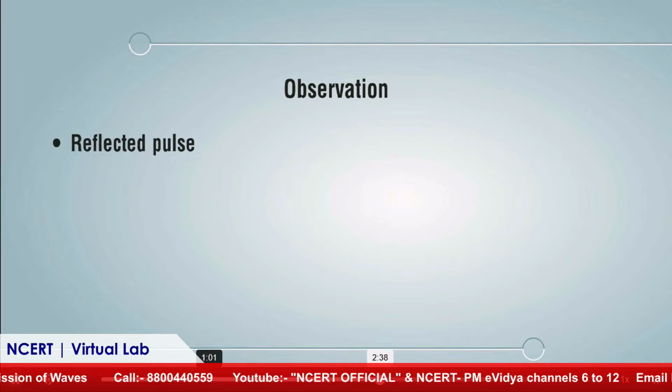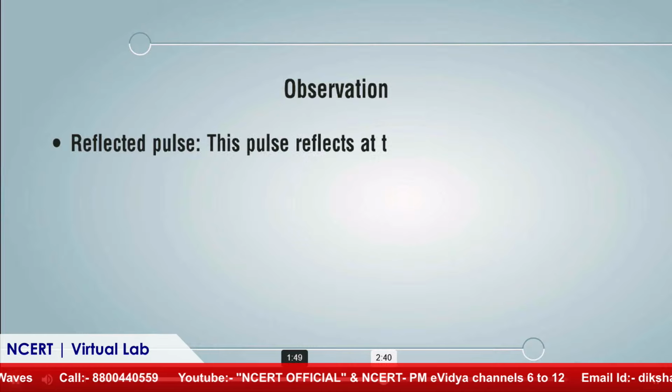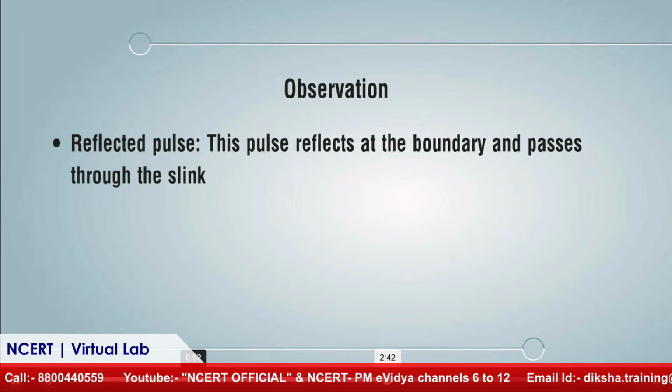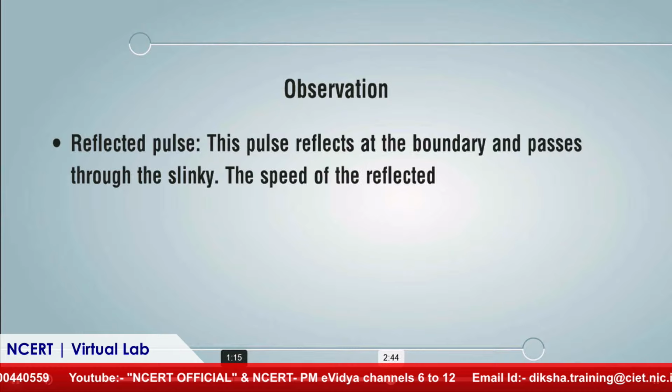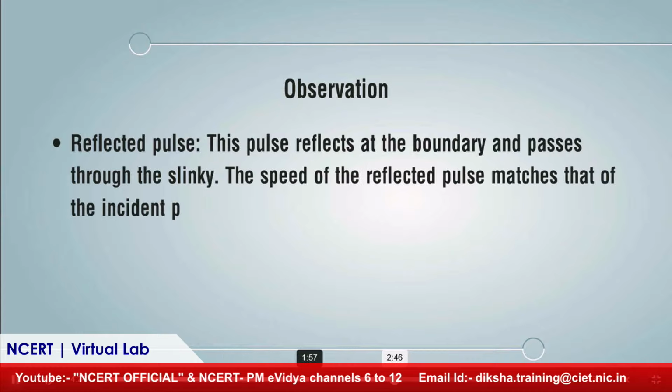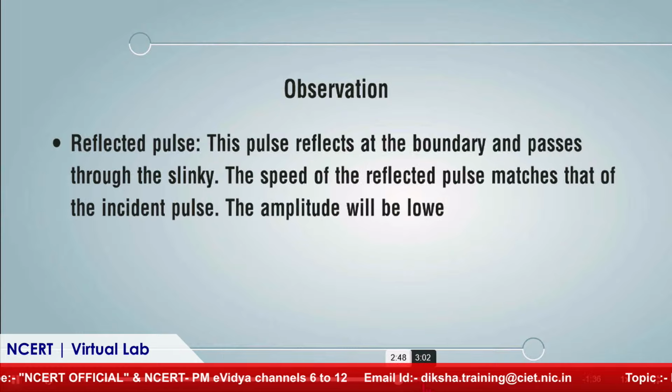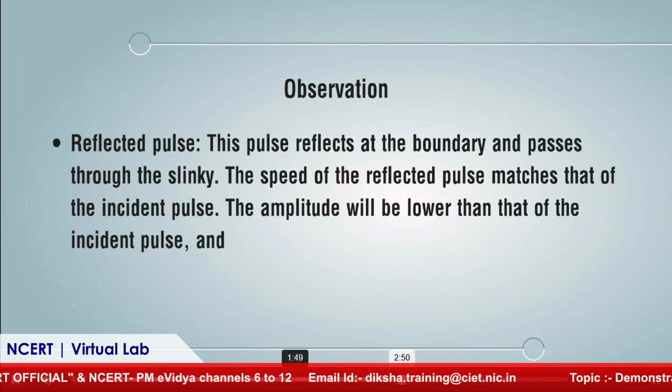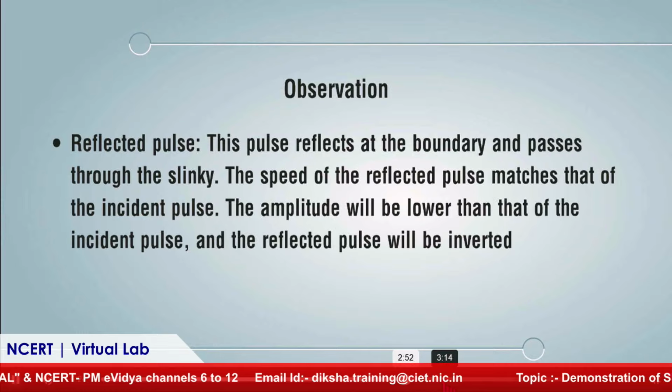Reflected pulse: this pulse reflects at the boundary and passes through the slinky. The speed of the reflected pulse matches that of the incident pulse. The amplitude will be lower than that of the incident pulse and the reflected pulse will be inverted.